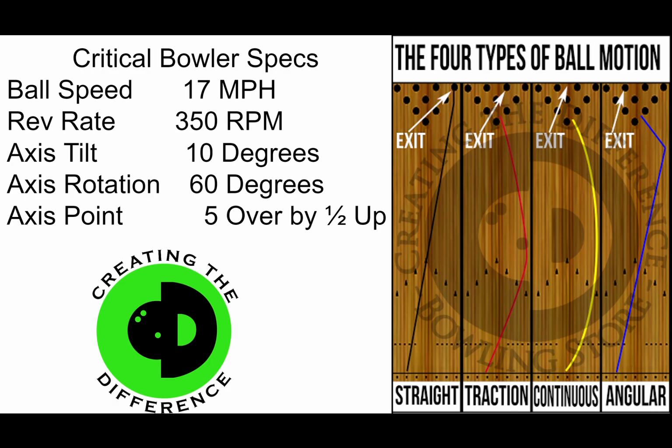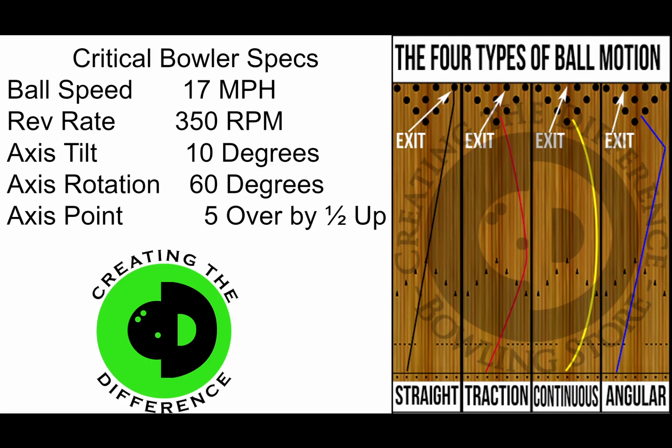But one of the things that we're going to talk about is the 4 types of ball motion, and these are basically characteristics of the bowling ball, or what a bowling ball is able to do. So there's 4 types of ball motion. We've got straight, where the ball goes very long and is very straight, obviously. Traction, the ball hooks very early, and then it's kind of straight the rest of the way. Continuous, the ball hooks in the middle of the lane and keeps going all the way through the pins. And angular goes far down the lane and makes an aggressive move.